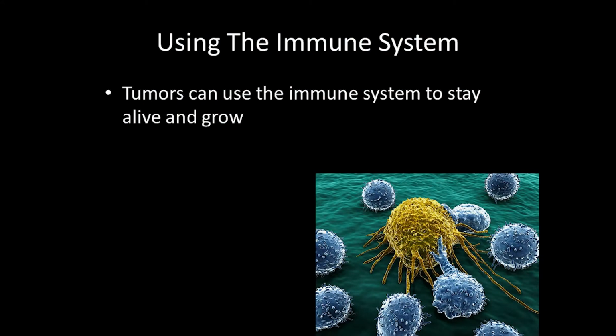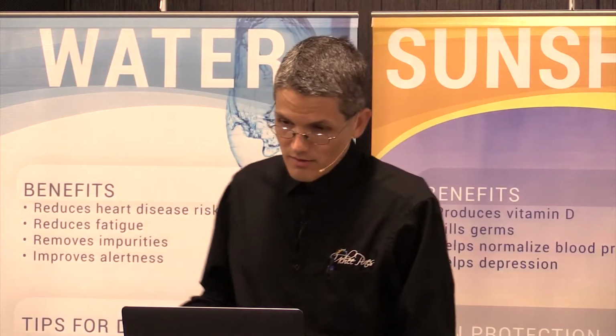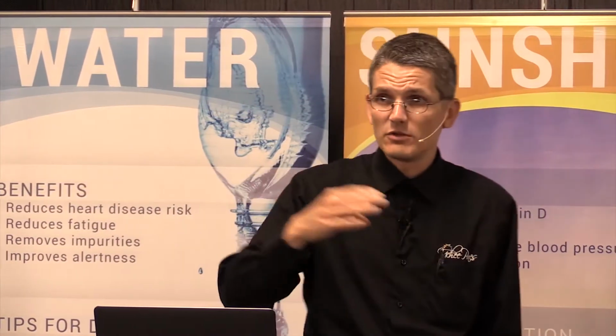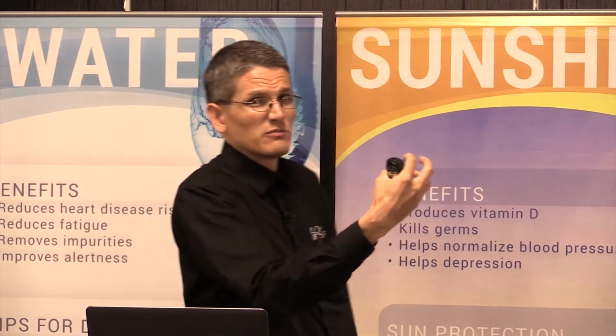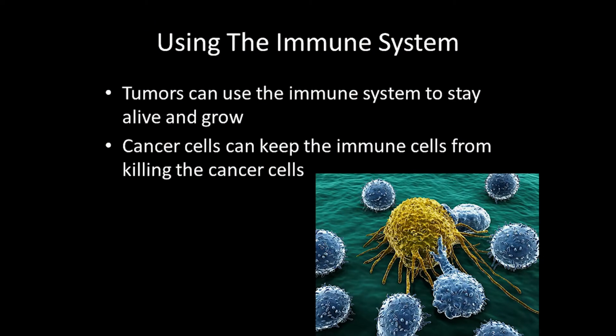Cancer, or tumors, can also use the immune system to stay alive and to grow. They can attract populations of inhibitory immune cells. Some of the immune cells are inhibitory, meaning that they stop or decrease the immune system's response. And so some of these cancer cells can attract those immune cells to themselves to then inhibit more of the immune system from functioning around them, and keep the immune system from keeping it under control. Right?